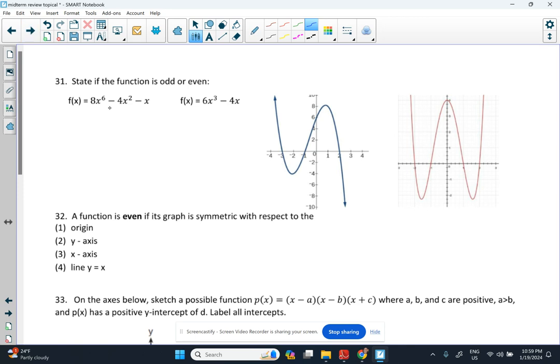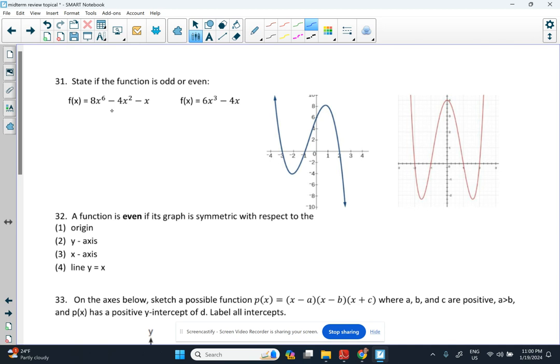In order for a function to be odd, not only does the highest term have to have an odd exponent, but all the exponents are odd. In order for a function to be an even function, not only the leading term has to have an even exponent, but all the terms have to be even. If there's a mixture, then we say that the function is neither even nor odd.